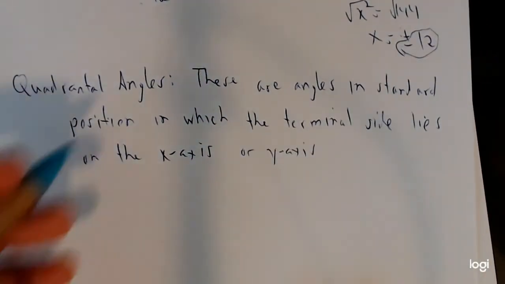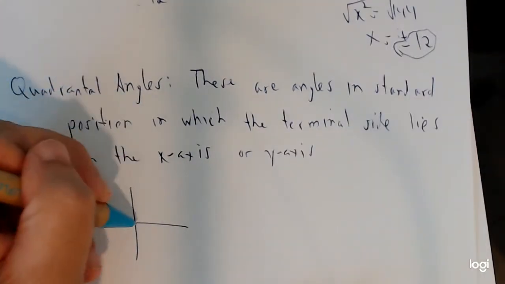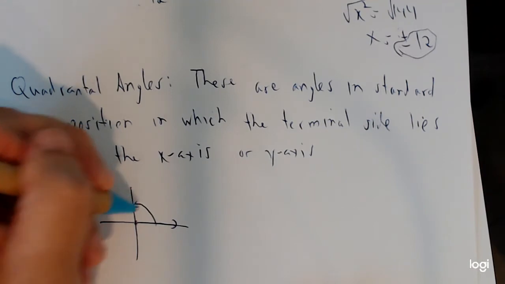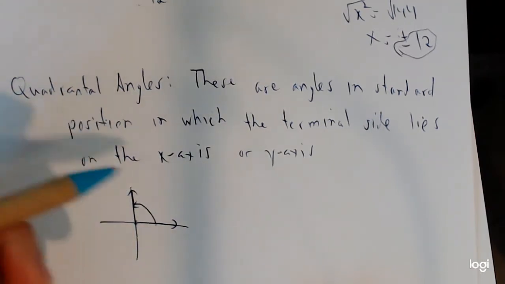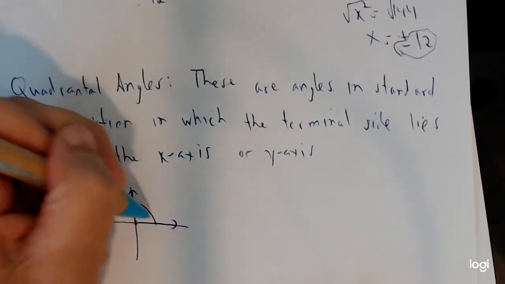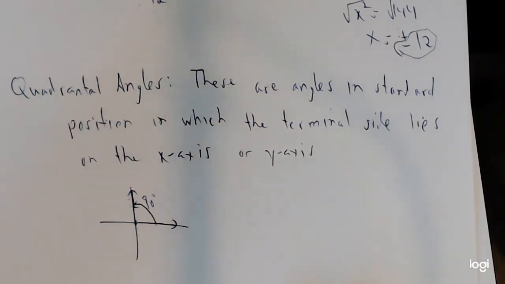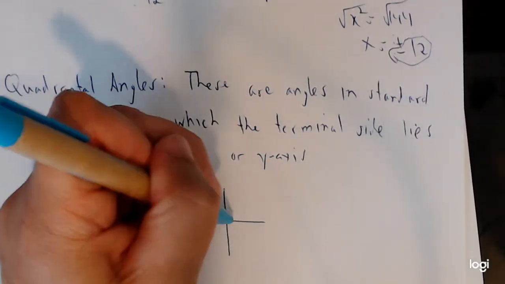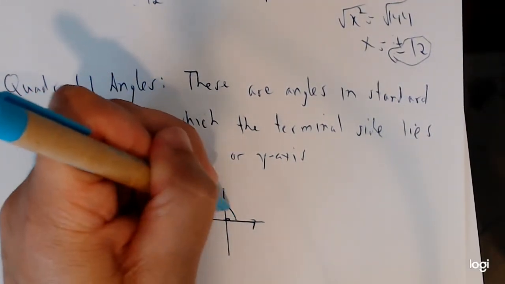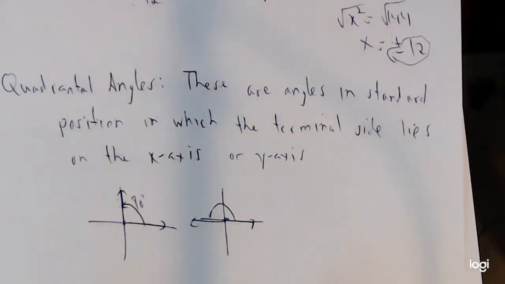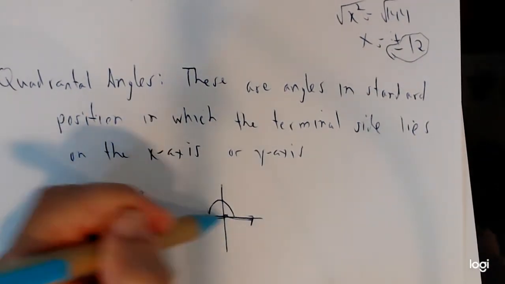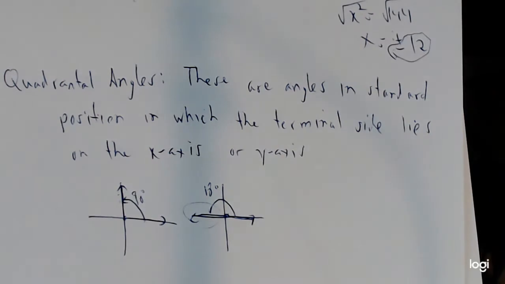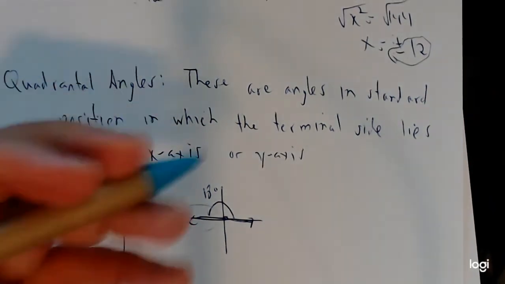What are quadrantal angles? If I draw this angle in standard position, my terminal side either has to land on the x-axis or the y-axis. Here's an example. Notice how, what would this angle be? That would be a 90-degree angle, right? And then what's another possibility? If I draw my angle in standard position, it would be that one, right? So notice how this lands on the x, and my terminal side is on the x-axis, so that would be 180 degrees. So basically, my quadrantal angles are which ones?